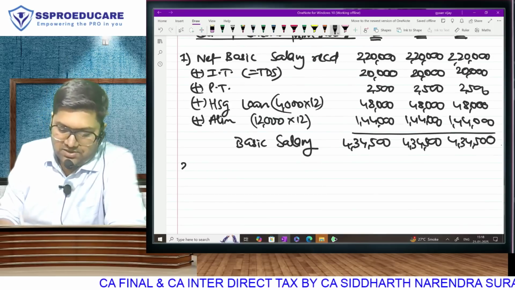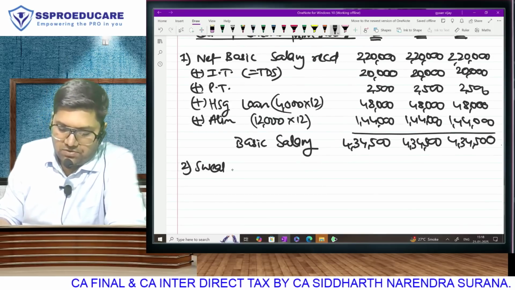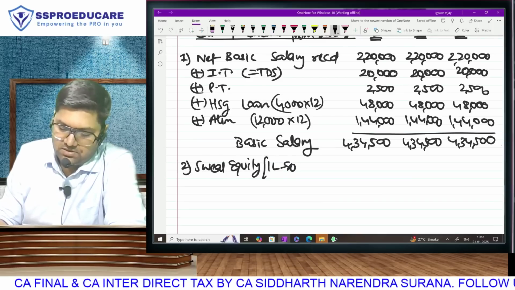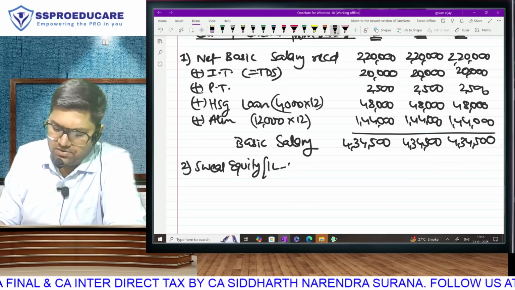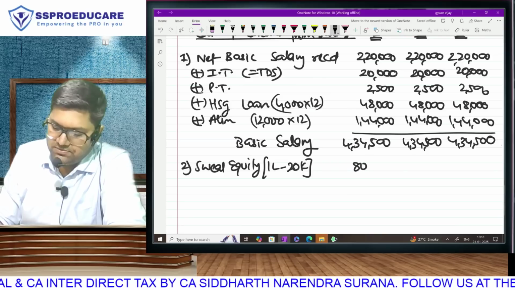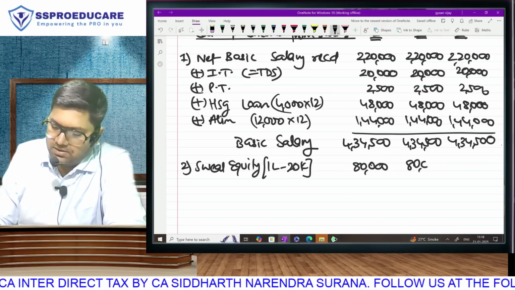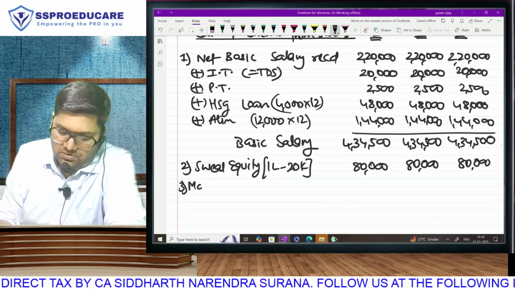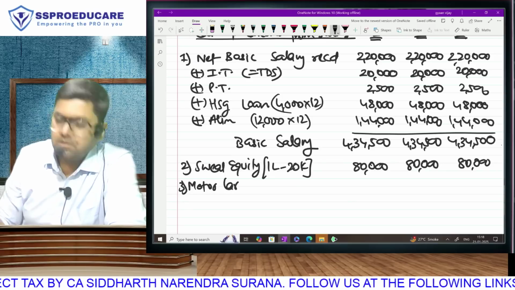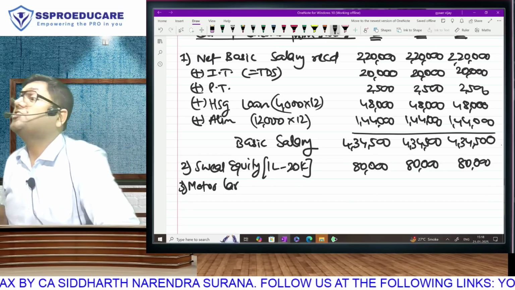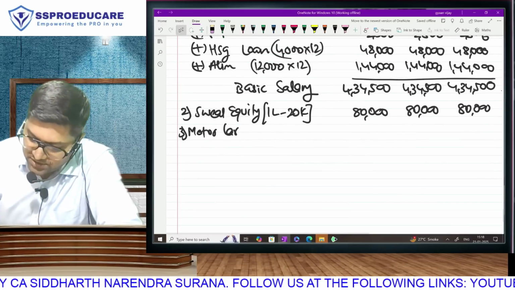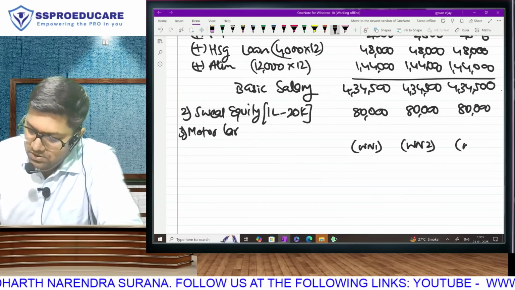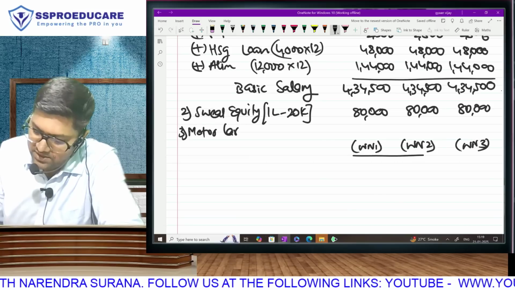Everything is the same. Next we have sweat equity, which is going to be 1 lakh minus 20 you have paid. So the benefit is worth 80,000. And the only thing which is left after this is the motor car facility. Motor car is the only thing which has changed. So based on the situation, I will make working notes 1, 2 and 3, based on which situation I am following.